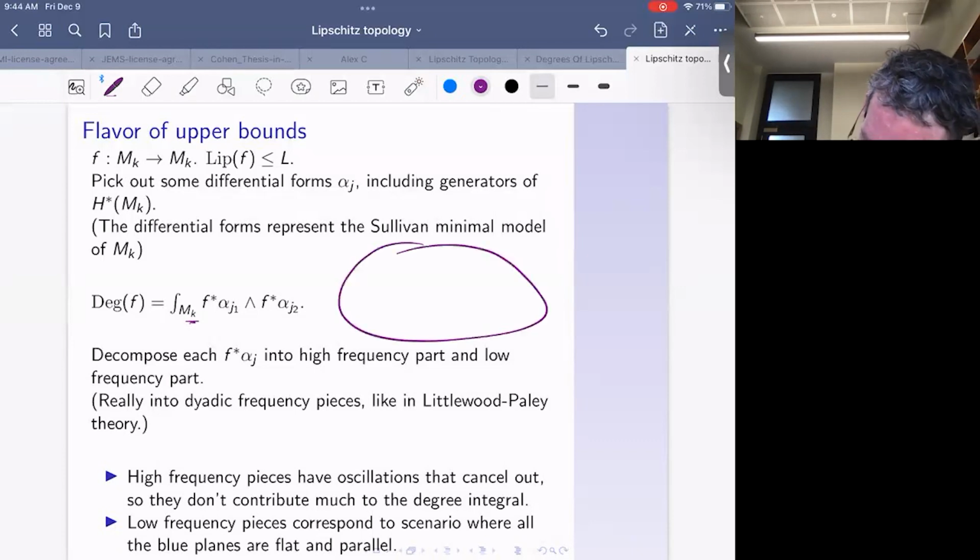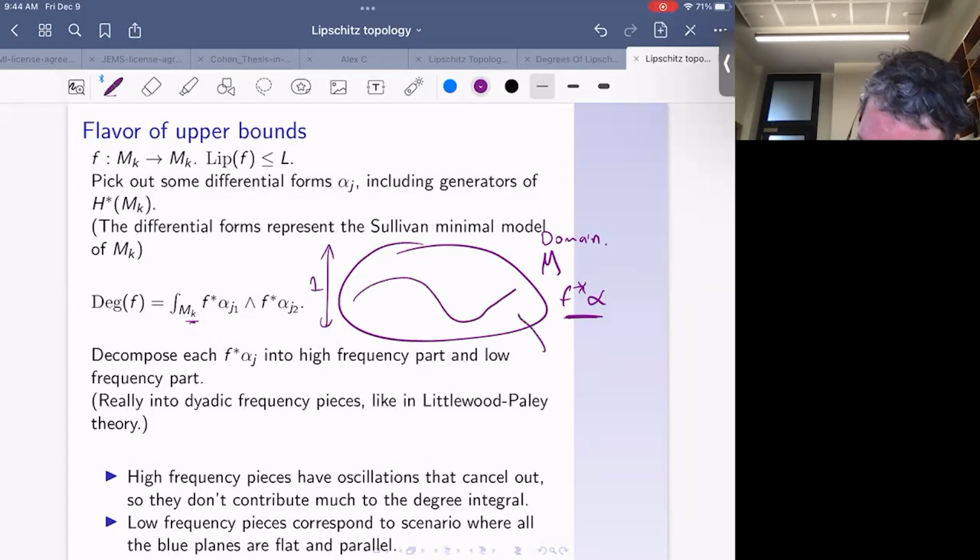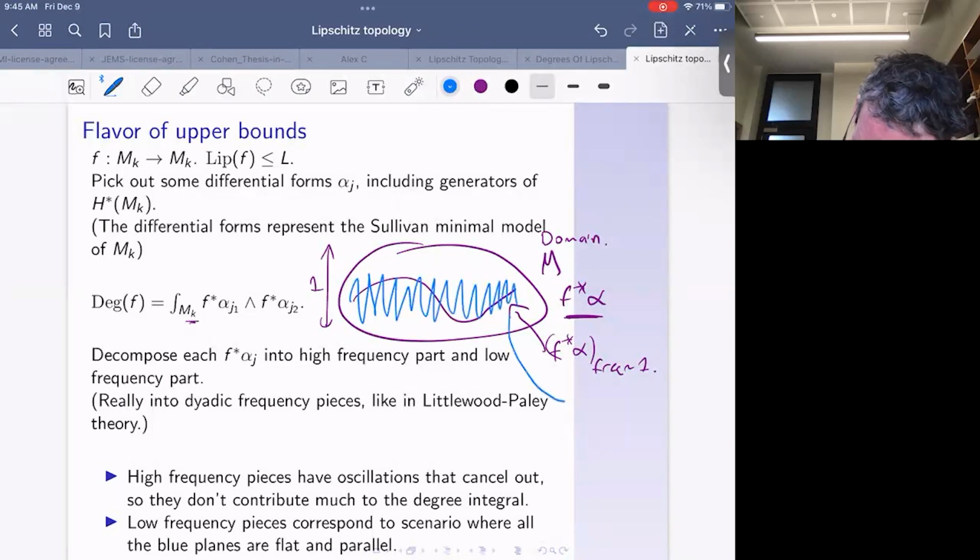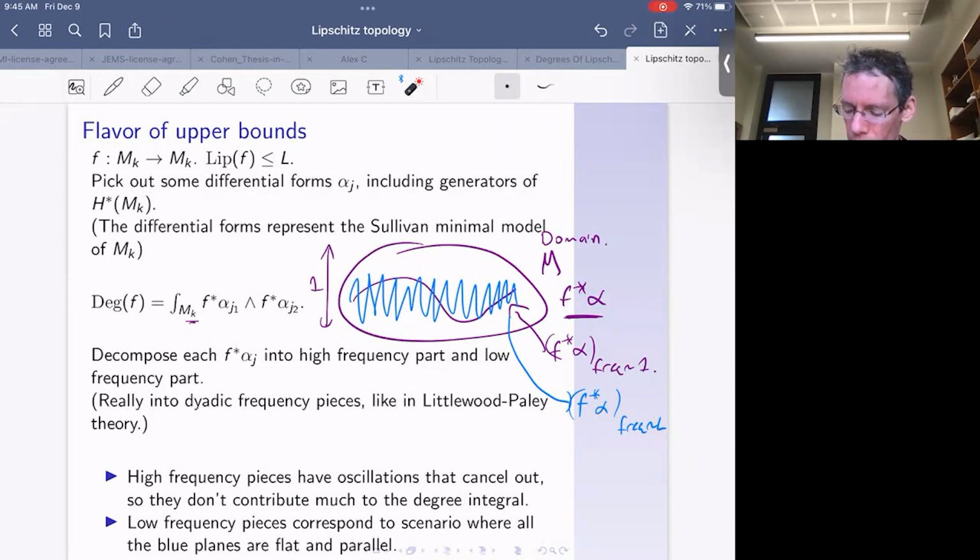Okay, maybe I make a picture. So here is the domain. And it has a length scale 1. And then we take one of these pullback forms, F pullback of alpha, and we break it up, like in Fourier analysis. So the lowest frequency part would have a wavelength around 1. So this is F pullback alpha, frequency around 1. And the highest frequency part would have wavelength around 1 over L. So frequency around L. And there are also frequencies in between 1 and L. This L is the Lipschitz constant. Frequencies above that don't really matter. If we smooth out our map a little bit, there wouldn't be any frequencies that are higher than L. And these are the lowest frequencies here.